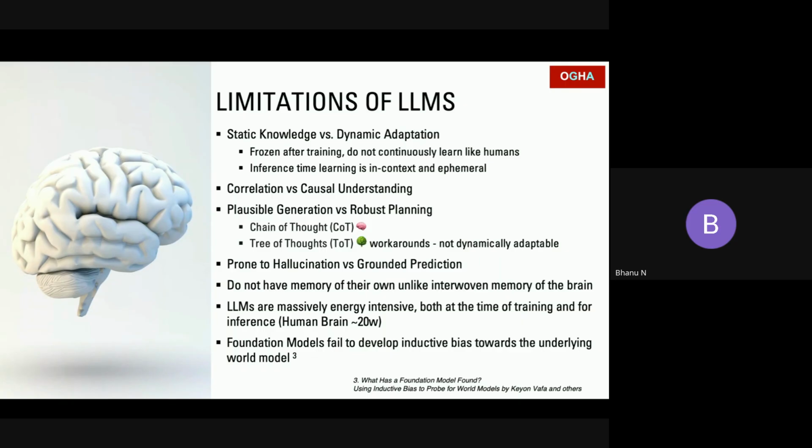Now, we come to the last point. This is the most important thing. This is like the recent Harvard paper, which is given as a reference below. By the way, whatever I referred to, there is a slide with all the references, so you can take them back and study them later at leisure if you haven't already. So these foundation models fail to develop inductive bias. So what does it mean?